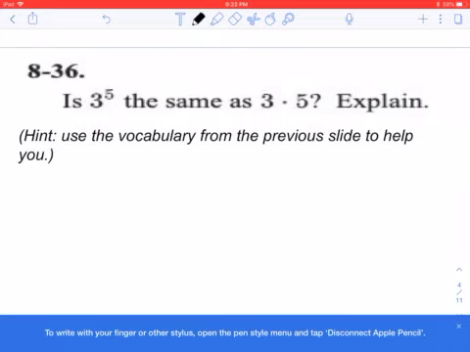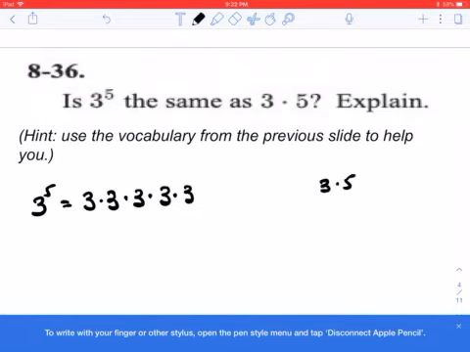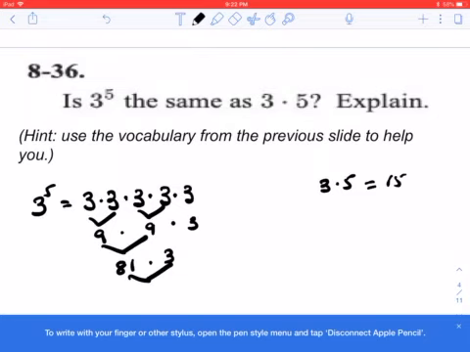3 to the 5th means 3 times 3 times 3 times 3 times 3. Whereas 3 times 5, well, that's all it is: 15. If you work this one out, 3 times 3 makes 9. 3 times 3 makes 9. And we still have another 3 to bring down. So 9 times 9, that's 81. Bring down the 3. 81 times 3 is 243, right? 243. So are they the same?